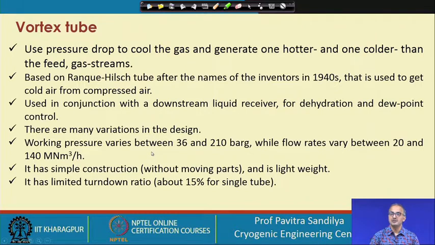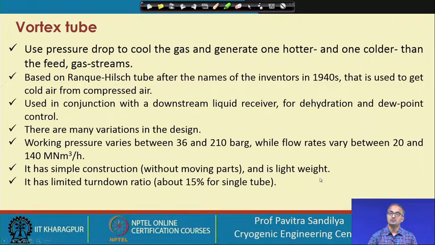The working pressure, in the case of hydrocarbon recovery, typically varies between 36 to 210 bar G. This range will vary from application to application, and flow rates vary between 20 and 140 million normal cubic meter per hour. So these are the typical variations of pressure and flow rate in the case of hydrocarbon recovery, and it has quite simple construction. It also does not have any moving part and is lightweight.